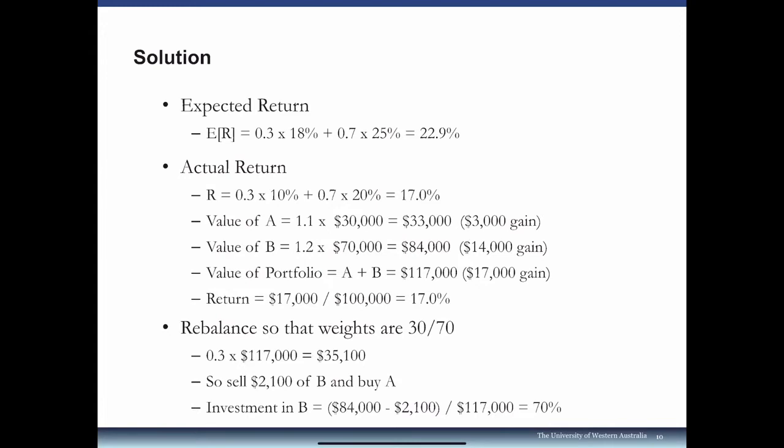We can do a quick verification. Given A has gone up by 10%, the value of A will be 1 plus 10%, 1.1, times $30,000, which is $33,000. For B it will be 1.2, because B has increased by 20%, times the original amount, $70,000, which gives you $84,000. So the value of the portfolio in the next time period would be A plus B, which equals $117,000. So you can calculate the return this way: I've got a $17,000 gain divided by the original investment, $100,000, which gives you 17%, right?